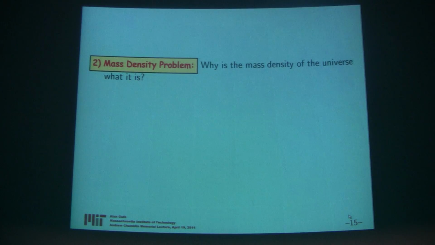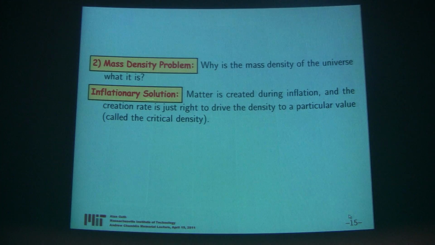Problem number two is the mass density problem. What makes the mass density of the universe what it is? And inflation gives an answer to that. In inflationary models, almost all of the matter in the universe, everything except what might have been there when it was 10 to the minus 28 centimeters across, which is assumed to be extremely small, almost all of the matter is produced as the inflation takes place.